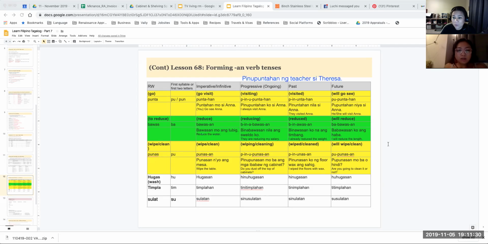Right. Good point. Look at this because our focus is, what is the subject marker here or the focus marker? Ang. And sweldo is what? Salary. My salary. That is the focus here, my salary. So we mark it with ang because this is technically our subject, ang sweldo ko. We're talking about my salary. And who's doing the reducing?